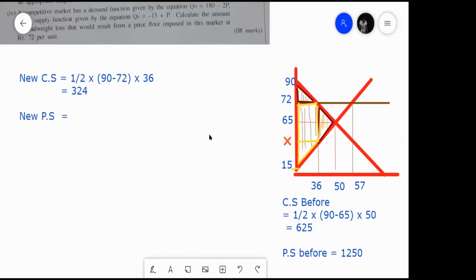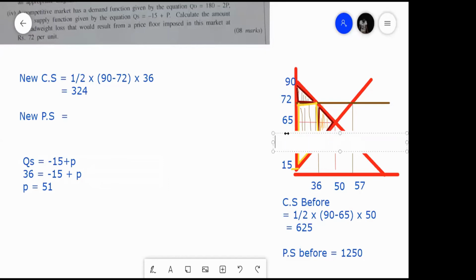Sure. So what do you have to do? So you see the supply curve, no? In the supply curve, you have QS equals minus 15 plus P. So when the quantity supplied is 36, what is the price? That is what you have to find. 51. Yes. So QS equals minus 15 plus P. So when the QS is 36, what is the P? Yeah, so 51. So P equals 51. So this price here is 51.